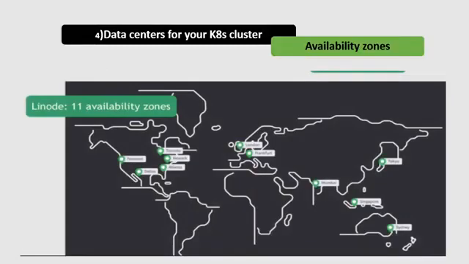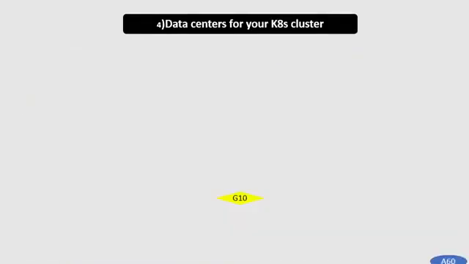That's where the availability zones of a cloud provider come into play. Linode has data centers in 11 physical locations, also called availability zones, where you can run your nodes. So if you want to roll out your application for German and Indian users, for example, you can simply select the data center locations near them.